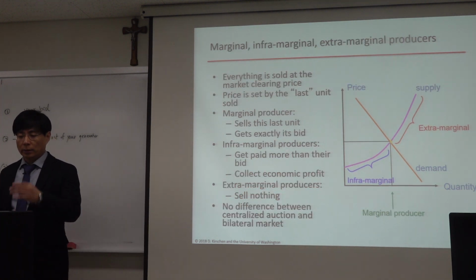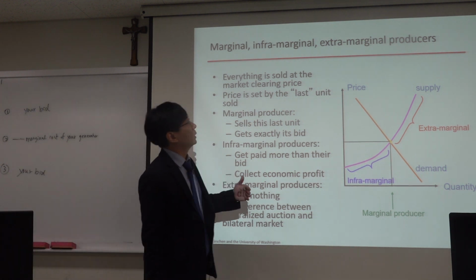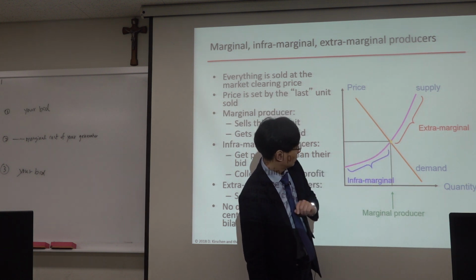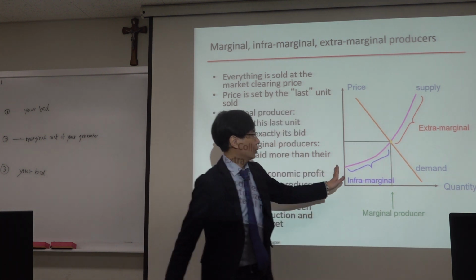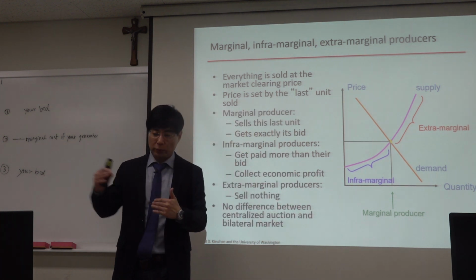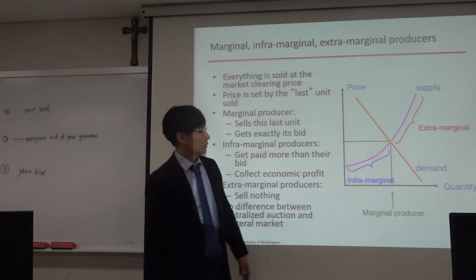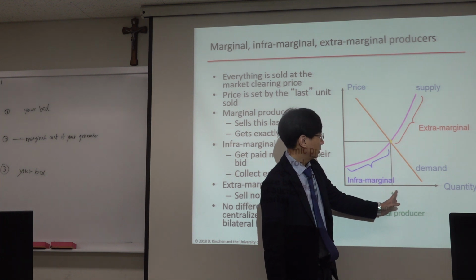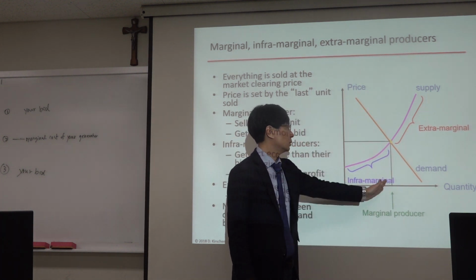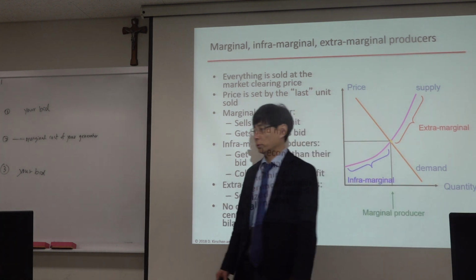Okay, so marginal, inframarginal, and extramarginal producers. You remember this. By the way, we sorted the bids in increasing order. So this is the marginal producer, quantity and price. Marginal producer, inframarginal producers, and extra-marginal producers.